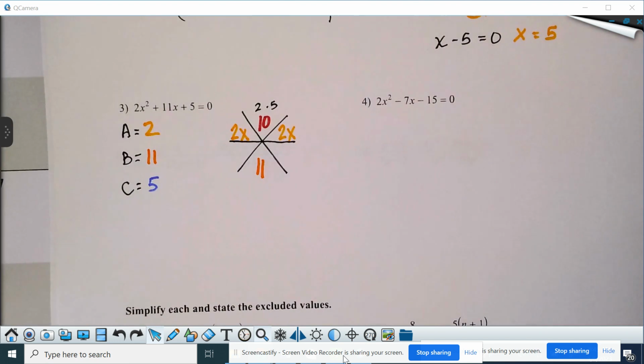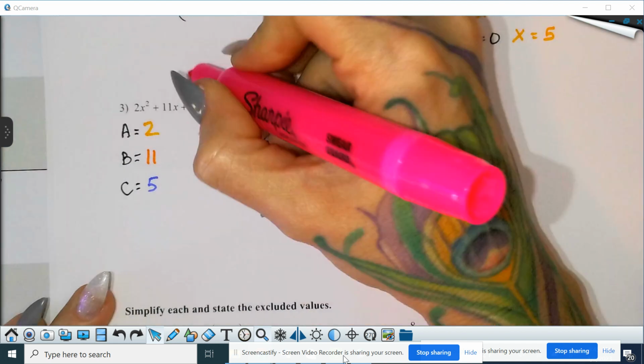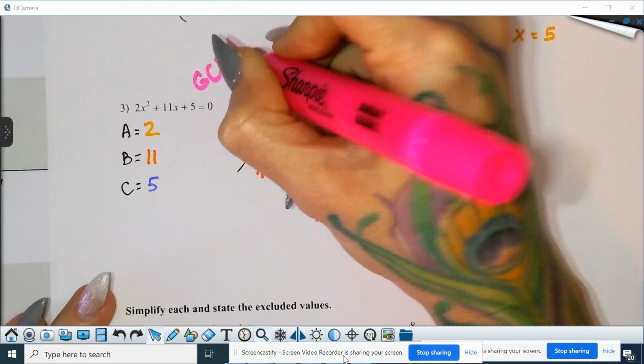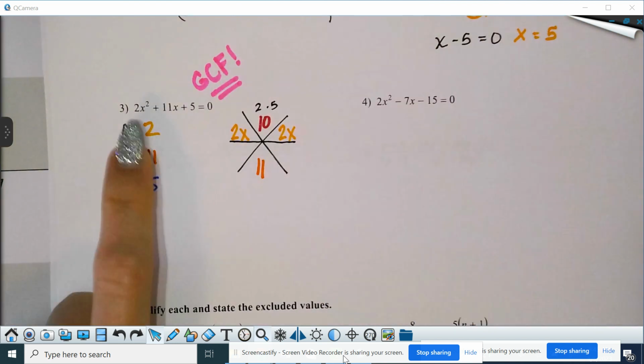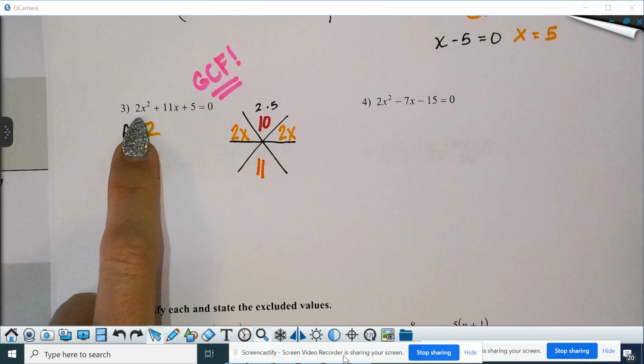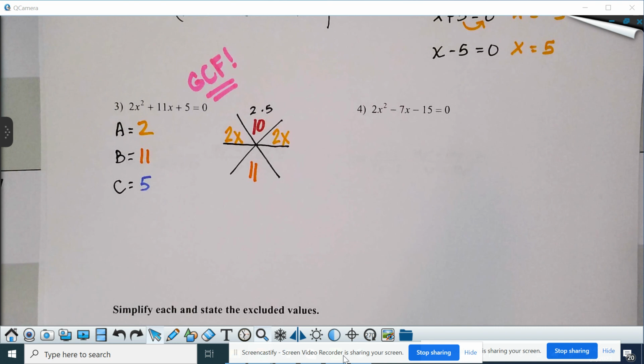If A is not 1, check for a GCF first. Always check for GCF first. It's because I already looked at all these to make sure there wasn't one. GCF first. And ideally, I would always try this first, because if you can get this down to A is 1, it's way easier for most of you to be able to factor in your head. But in this case, 11 is not divisible by 2, and nor is 5. And both of those are prime, which is another dead giveaway. There's not going to be a GCF.